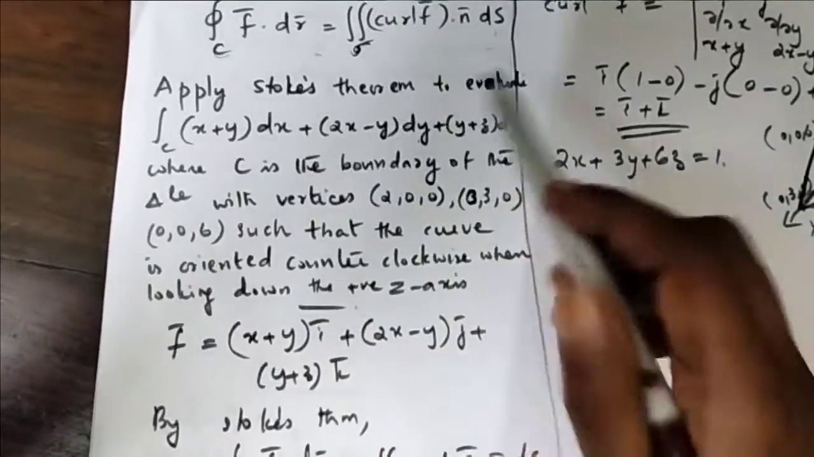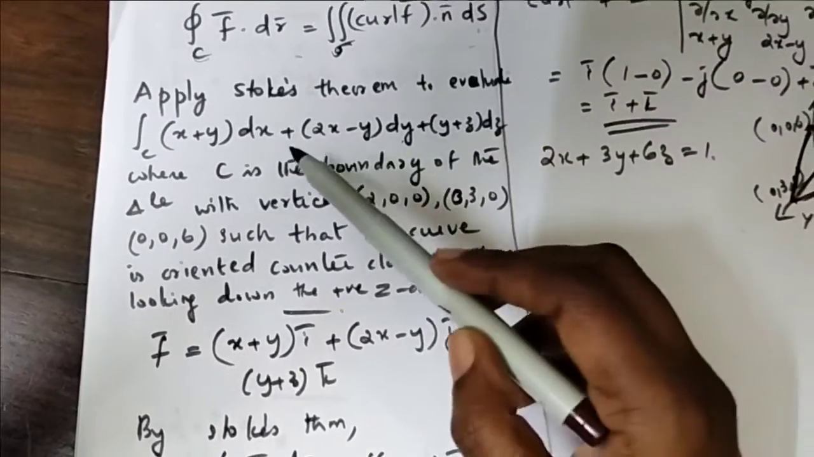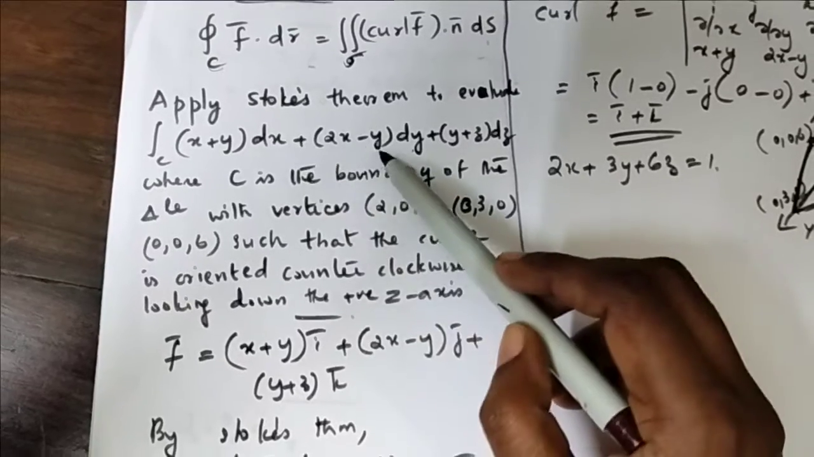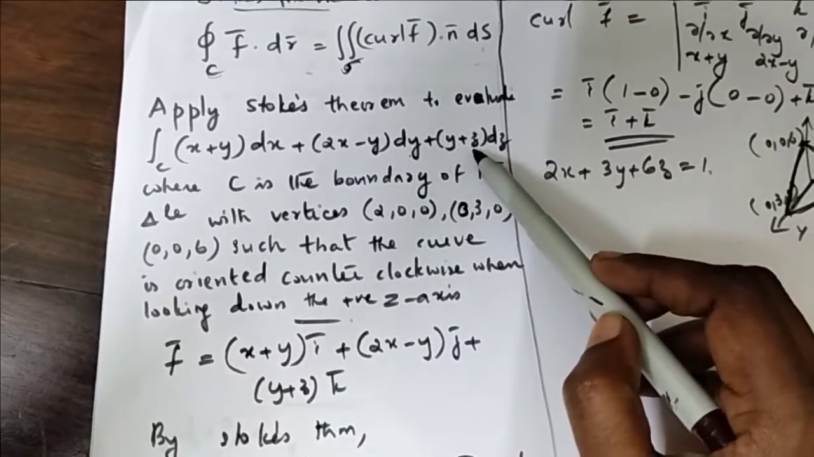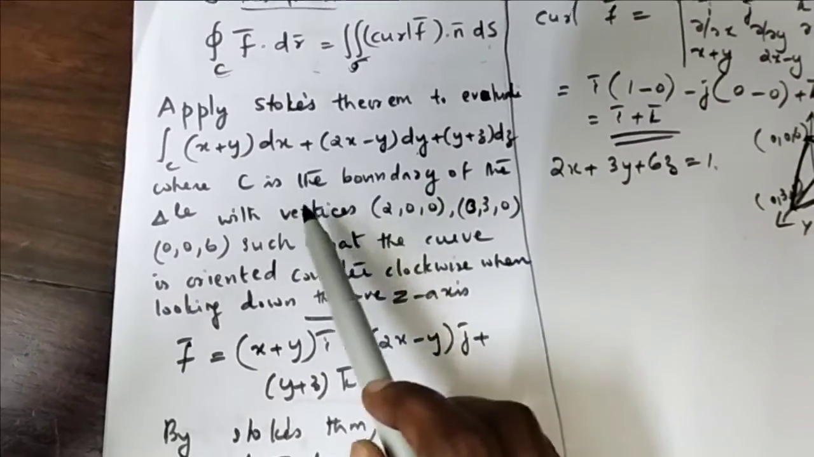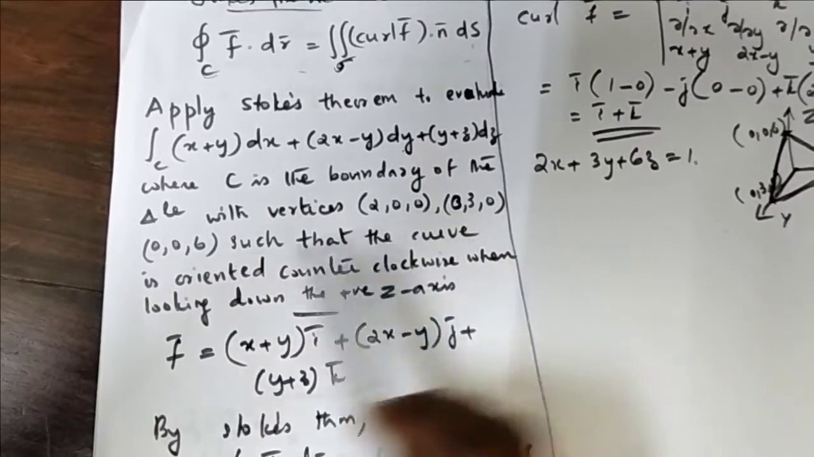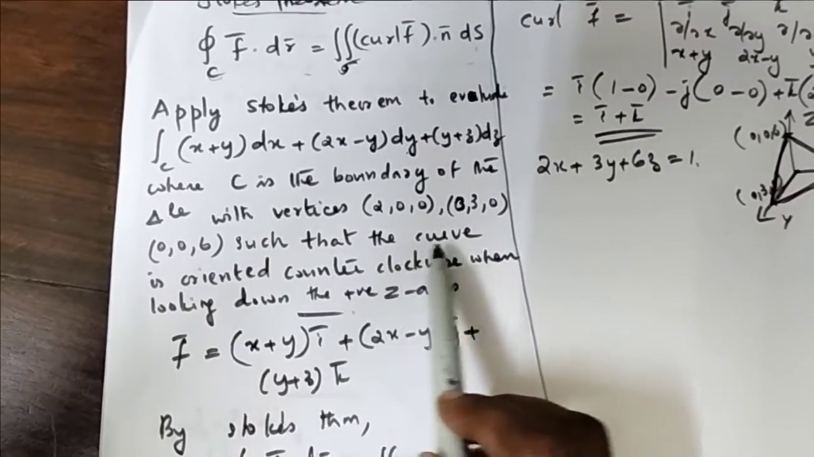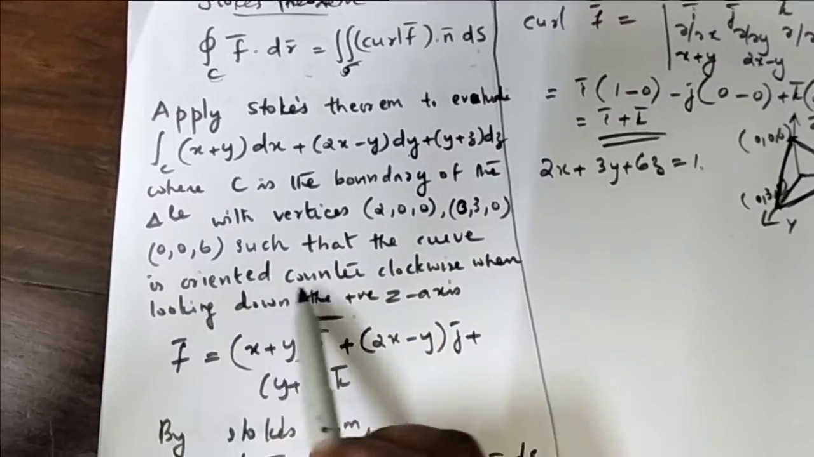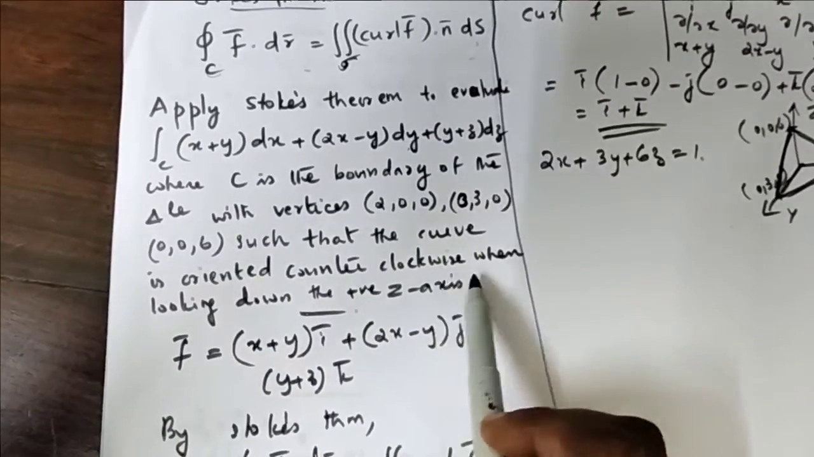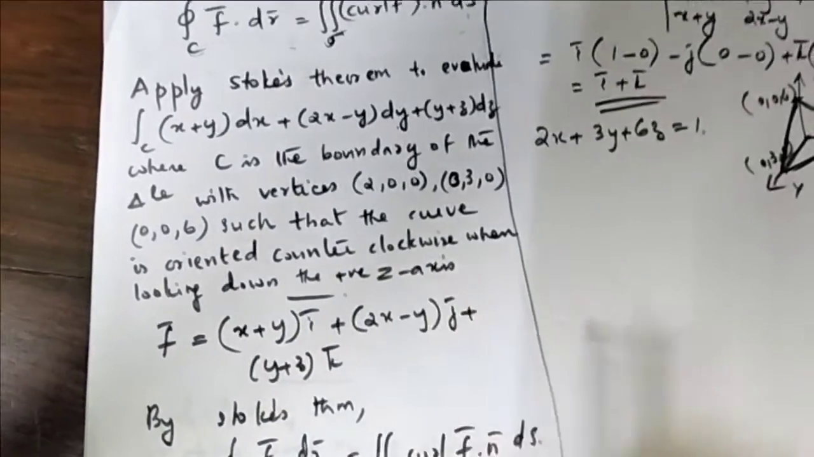So for example, apply Stokes theorem to evaluate the integral over C of (x plus y) dx plus (2x minus y) dy plus (y plus z) dz, where C is the boundary of the triangle with vertices (2, 0, 0), (0, 3, 0), (0, 0, 6), such that the curve is oriented counterclockwise when looking down the positive z-axis.